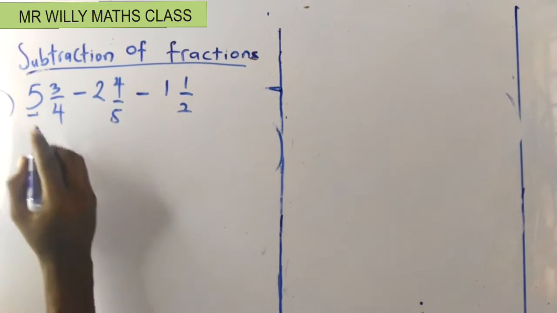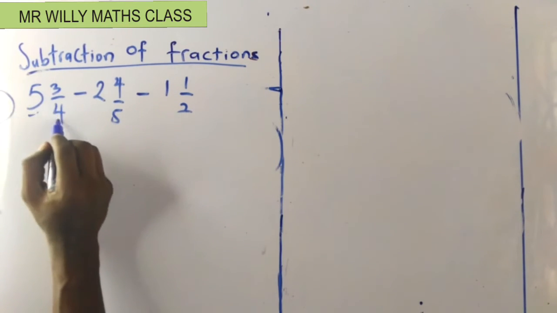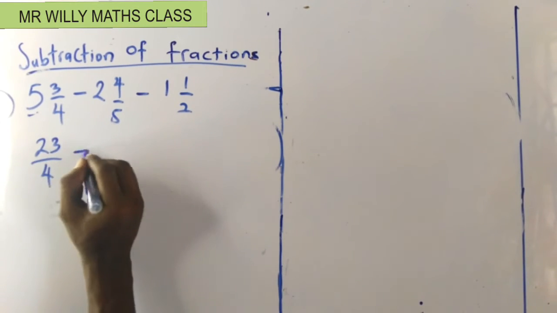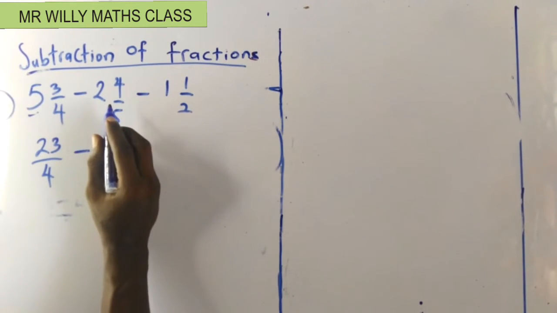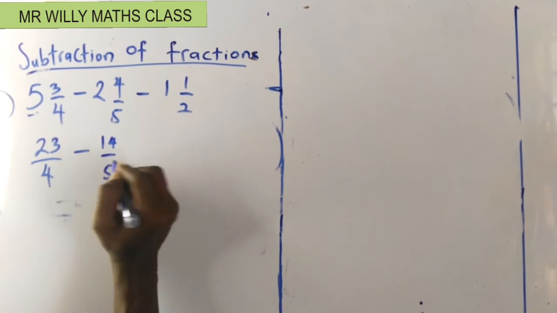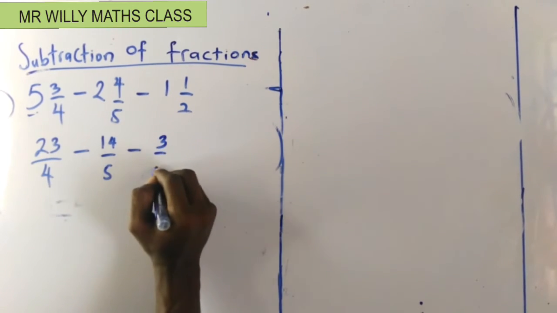What you do is that you convert them to improper fractions by using the denominator to multiply the whole number, then you add the numerator. 4 times 5, 20 plus 3, that will be 23 over 4 minus 5 times 2, 10 plus 4, that will be 14 over 5 minus 2 times 1, 2 plus 1, that will be 3 over 2. What's the next thing?